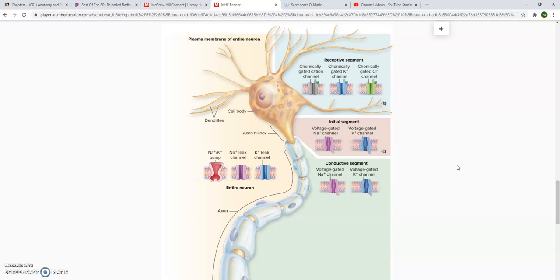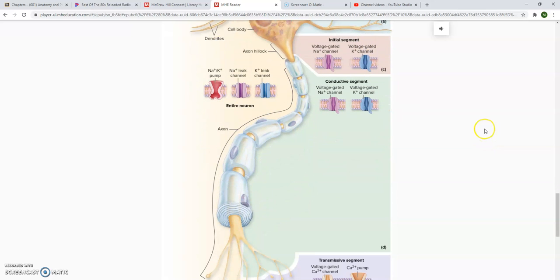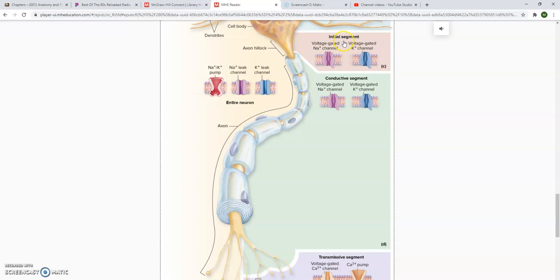So the next type of channels that you need to know the location of are the voltage-gated channels. Those are voltage-gated sodium channels and voltage-gated potassium channels. You can find them in the initial segment of the axon, also called the axon hillock. And then you can find them in the conductive segment. The axon is the conductive segment because it's conducting the nerve impulse all the way down the length of the axon. So the initial segment and then the conductive segment, down the axon, is where you will find the voltage-gated sodium and potassium channels.